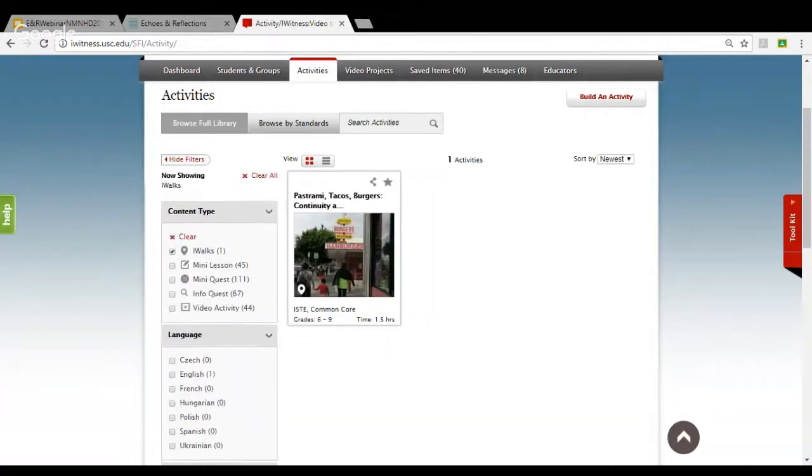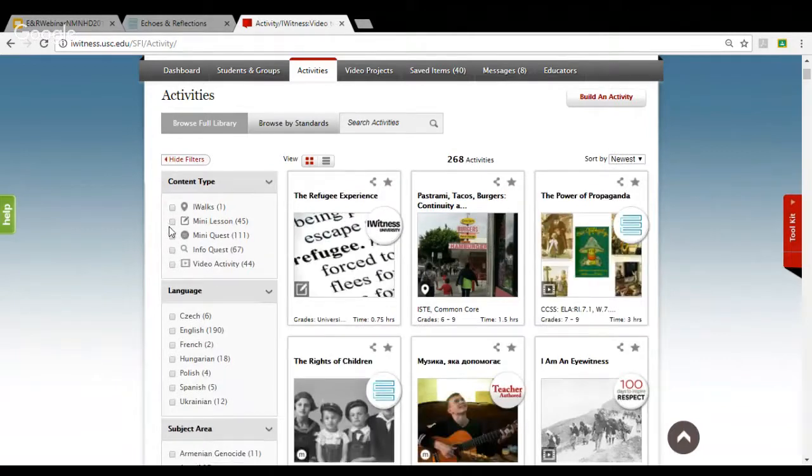Our eye walks are a special feature which actually use on-site walking paths to integrate testimony in them. We only have one so far that's available, and so it's likely that it's not in your community. But what we do have, which can be very beneficial for students to think about in the context of National History Day, are our mini lessons, our mini quests, our info quests, and our video activities. And all of these are different ways of examining the Holocaust and other genocides, and some of them do provide lenses into the topic of conflict and compromise.